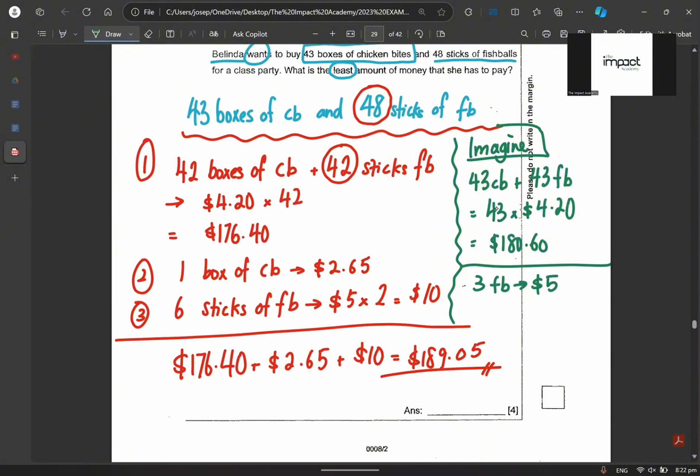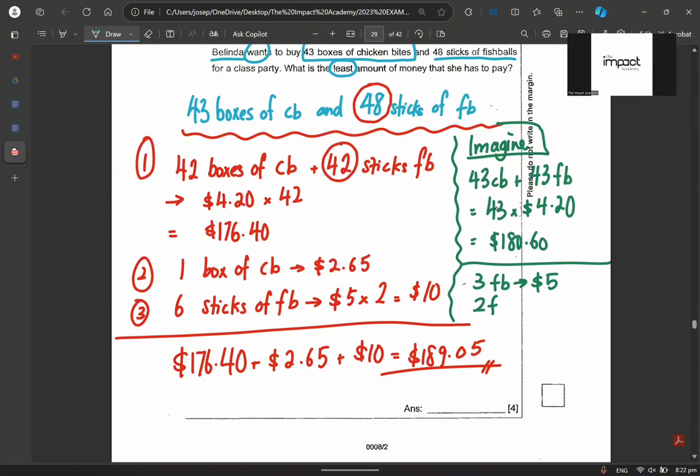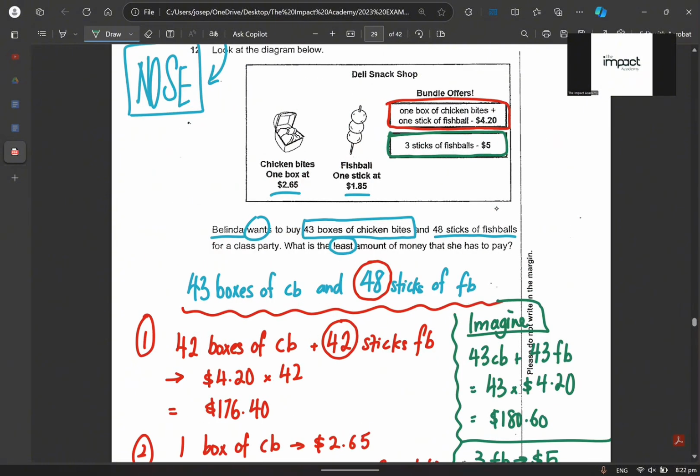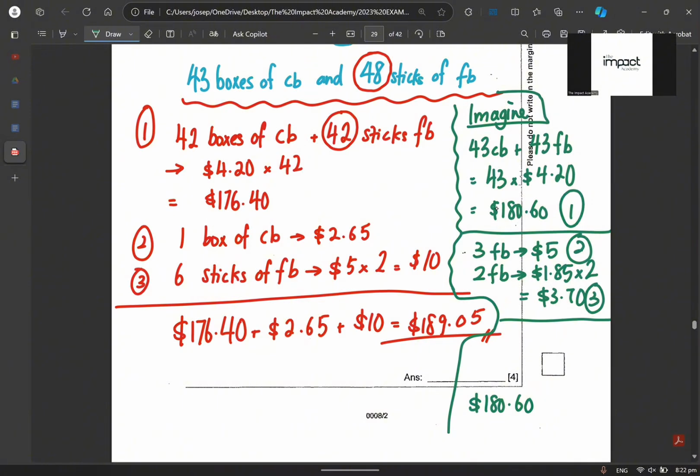Agree or disagree? Then I still have 2 more, right? So I have to do the 2 individual, which is 185 times 2. You all understand or don't understand? 185 times 2, so you get 370 over here, right? Only the green color part, just focus on the green color part. So what is the total? This is number 1, correct or not? Number 2, correct or not? Number 3, correct or not? Same as the one on the left hand side, right? So the total will be $180.60 plus $5 plus $3.70.